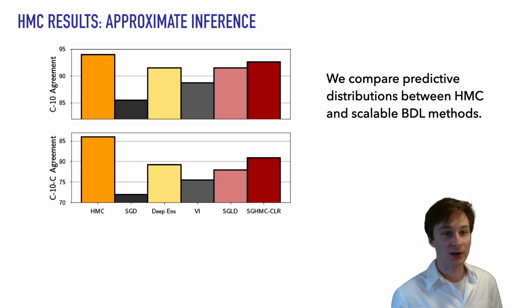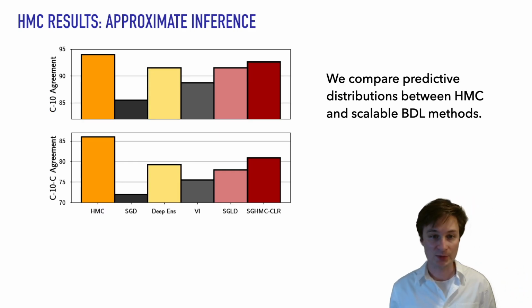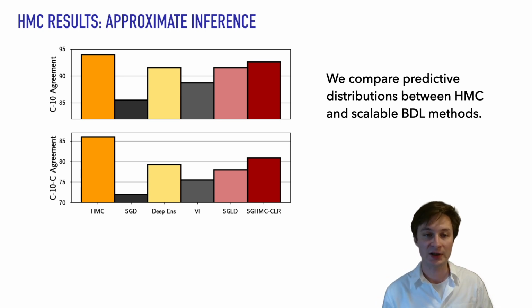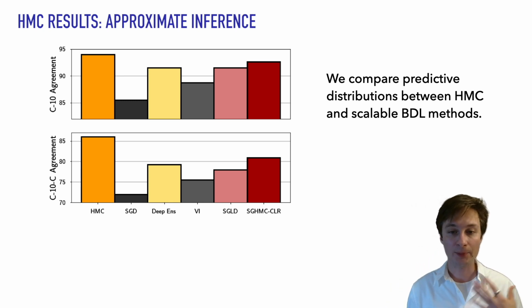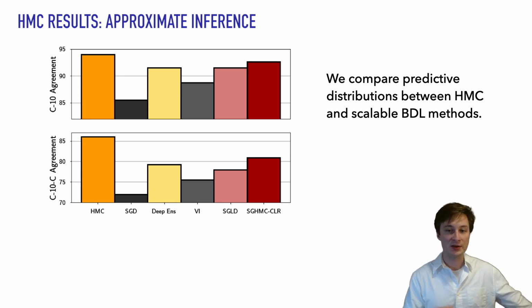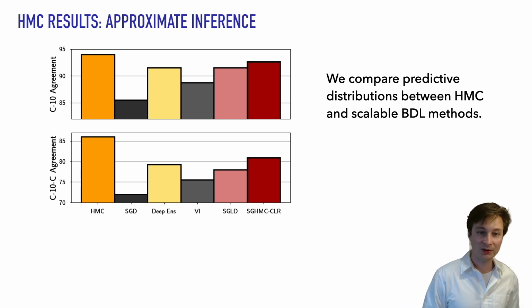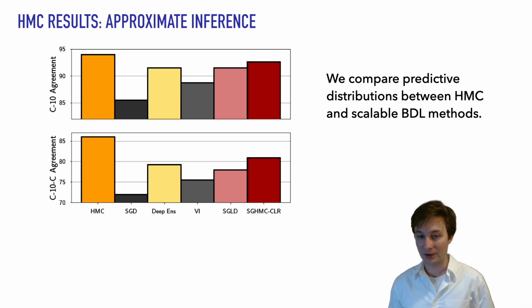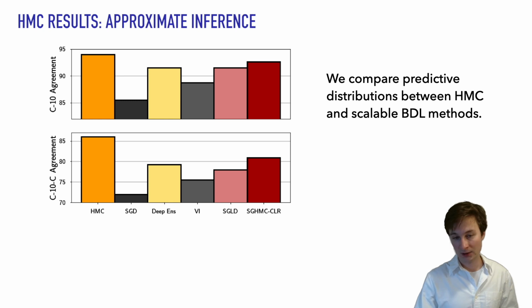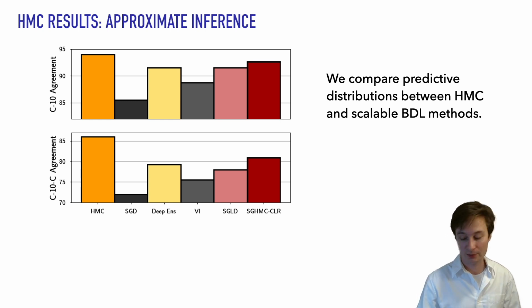And finally, now that we have our HMC samples, we can use them to study the quality of other approximate inference methods. We can compare the predictions that we get from, for example, variational inference or stochastic gradient Markov chain Monte Carlo methods to the golden predictions of HMC. And what we find is that stochastic gradient Monte Carlo methods perform quite well.